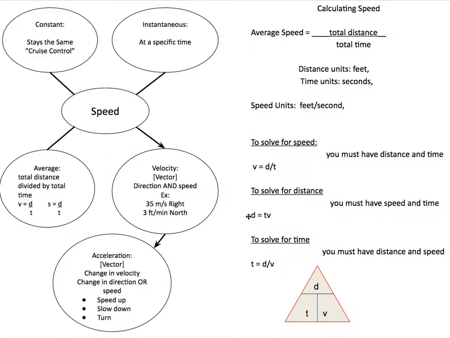Now same thing. If you cover up the letter d, you end up with t next to v, which in math we know that if 2 letters are next to each other that they're multiplying. So we actually have d equals tv. And then to solve for time, we do the same thing. We cover up the letter t, and you end up with d over v, which must mean distance divided by average speed.